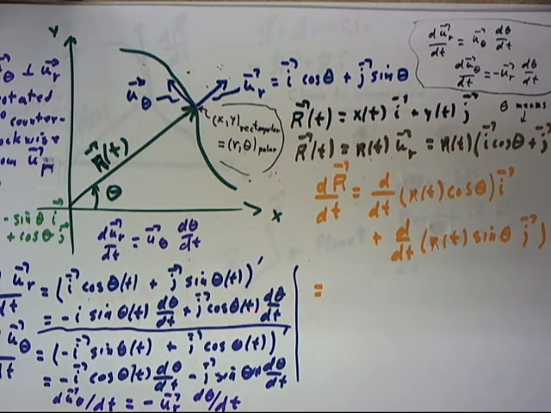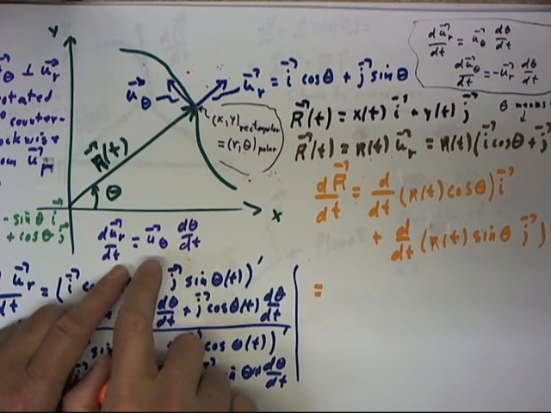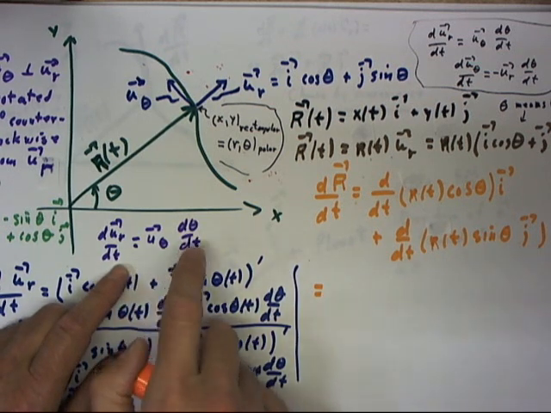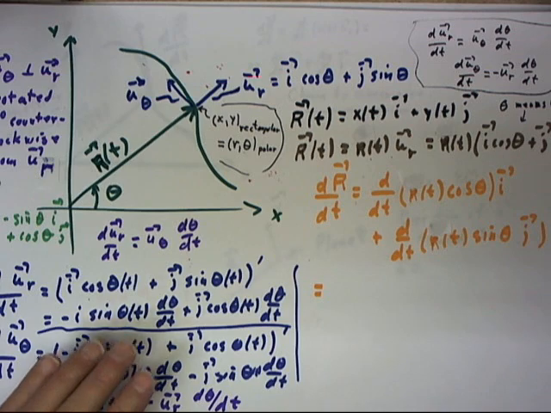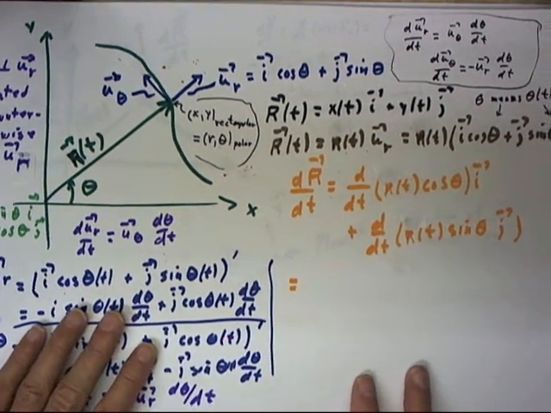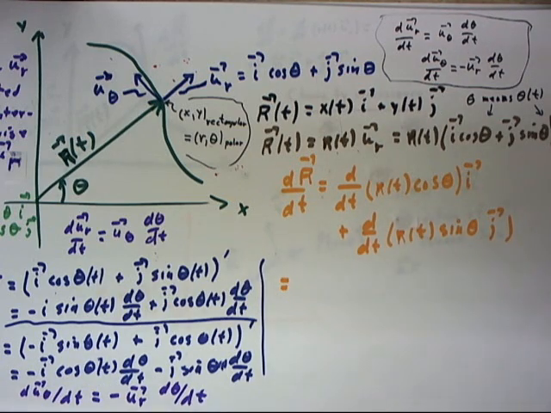Okay. Now, we've seen that the derivative of u sub r with respect to t, after doing the derivatives, is equal to u sub theta times d theta dt, and also that du sub theta dt is negative u sub r times d theta dt. And we can make sense out of that in terms of these directions, but right now let's just use these ideas and repeat those here.